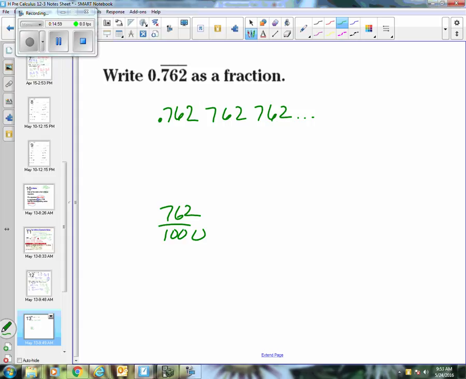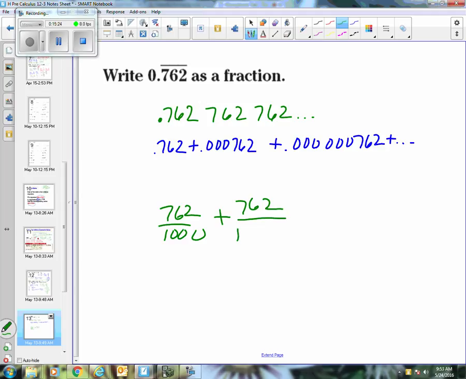What if we think of this decimal that I just wrote as 0.762 plus the next one would be 0.000762, right? And then plus 0.000000762 and so on. If I added all those decimals together, I would get that 762, 762 over and over again. Well, then that means I can write each of those decimals as its own fraction. So the next one would be 762 over a million. And then I'd have 762 over 1, 2, 3, 4, 5, 6, 7, 8, 9, so billion. And it would continue forever.